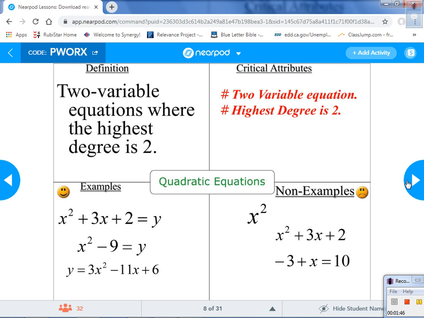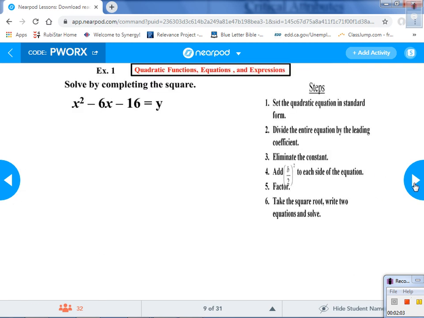All right, does it look something like this? 2 variable equations, highest degree is 2. 1 example, 1 non-example, 1 hashtag, yes? All right, you have the notes. I just wanted to see if you actually remembered because, what's tomorrow? Okay, anyways. Example 1.